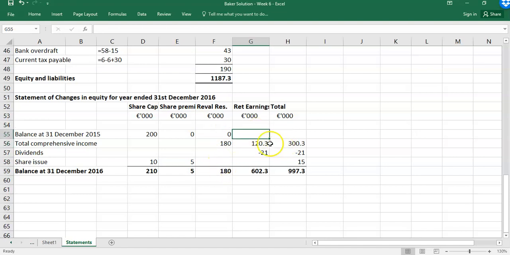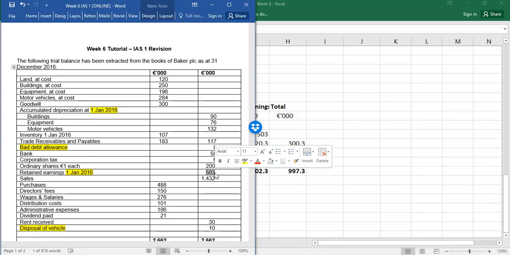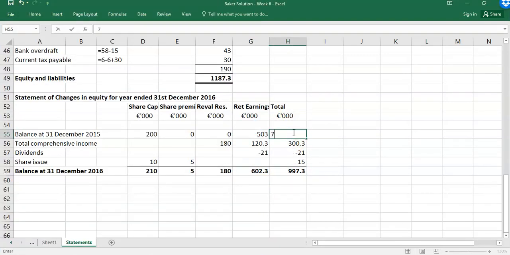And then we can work back. Something plus 120 minus 21 gets me 602.3. So you just work backwards, add back the 21 and take off the 120.3. And you'll usually know if you're right or wrong because it will get back to the opening balance as per our question, which is 503. So this is a nice little statement to get, but it will be worth a significant amount of marks. So don't throw it away by not practicing your statement of changes in equity. And that means my opening equity would have been 703, which matches your trial balance.